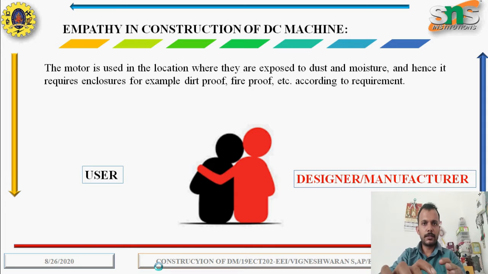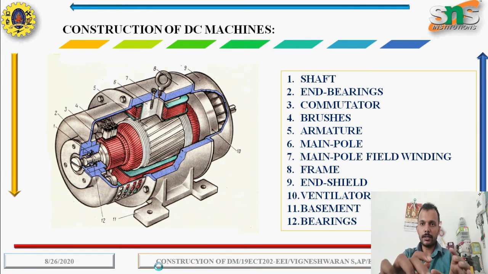So the designer and manufacturer will consider the user requirement. If it is used in a toy, there is no need of such a rigid construction. But when it is used in home appliances, or in a power plant, the construction should be rigid to safeguard the motor or machine itself, and to safeguard the others who come into contact with the DC machine.